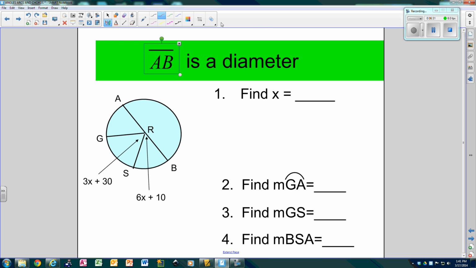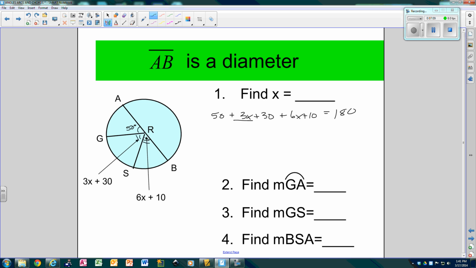Now, AB is a diameter. So if AB is a diameter, we need to find x. If AB is the diameter, that means from A around to B is 180. So this is 50 degrees, that's given, plus this angle here plus this angle here. All three angles add up to 180. So that means 50 degrees plus 3x plus 30 plus 6x plus 10 equals 180.